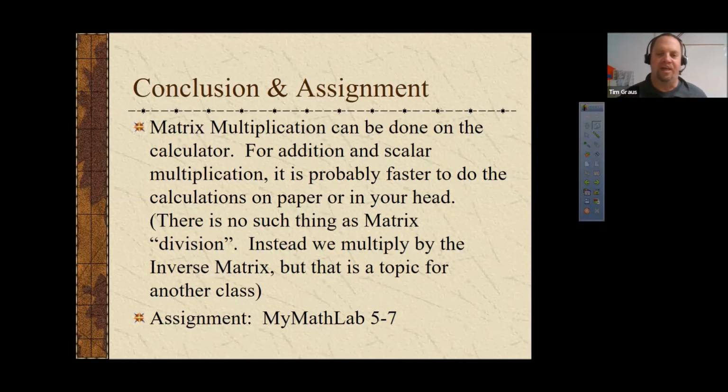We've learned addition and scalar multiplication and multiplication of matrices. Now, matrix multiplication can actually be done on a calculator, and for very large matrices, that's probably a much more efficient way to do it. For addition and scalar multiplication, you can probably do those kind of calculations in your head, or if you have to, get out a piece of paper. It's a little quicker than trying to put the whole matrix into a calculator and do multiplication. But for matrix multiplication, just put 2 matrices into your calculator and multiply one matrix times the other matrix.